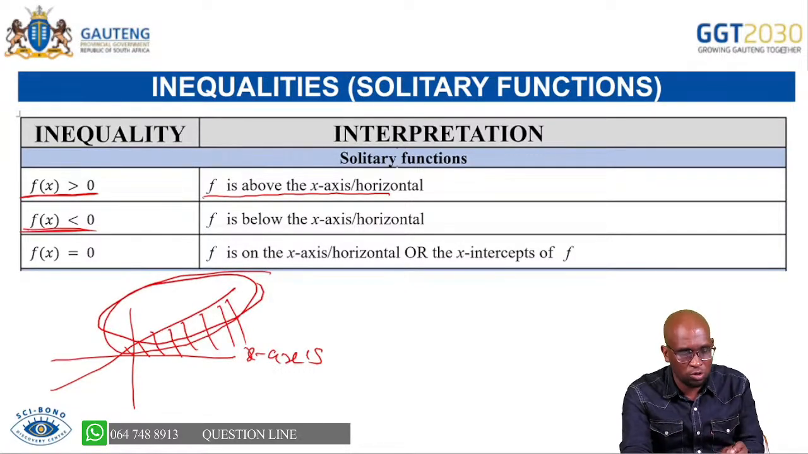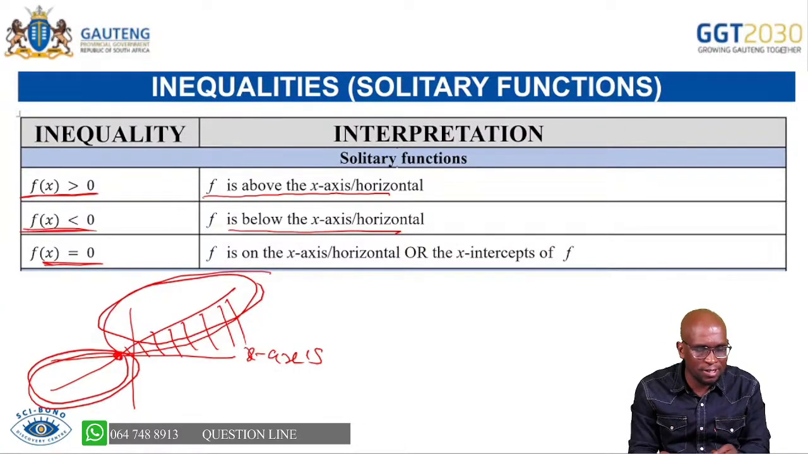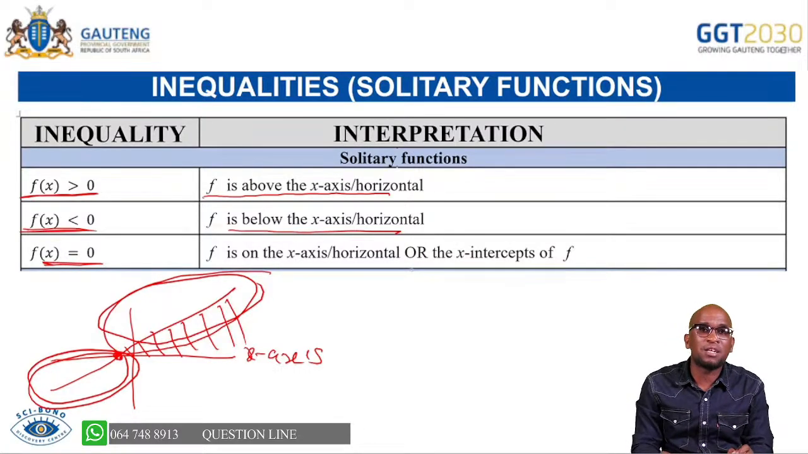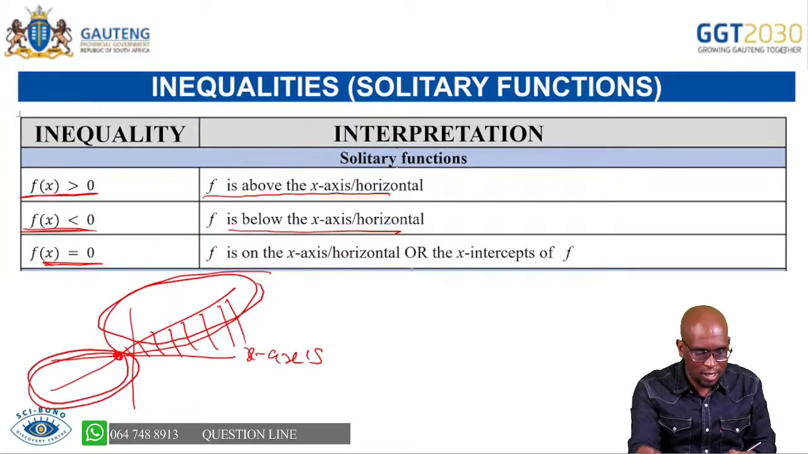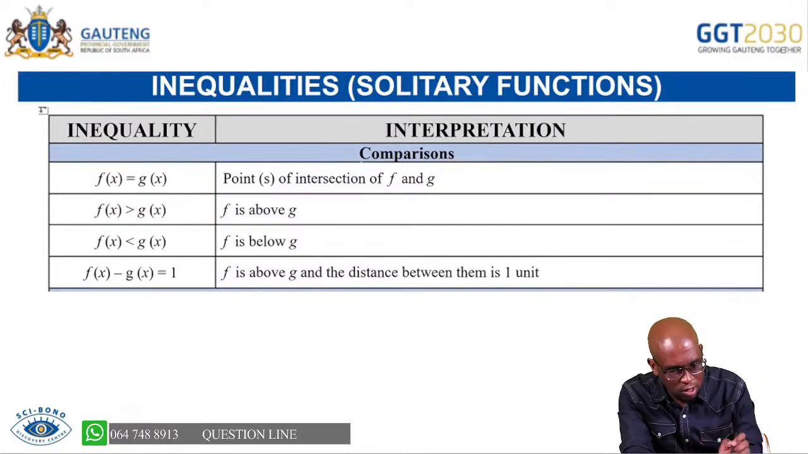And here they are talking about where f is below the x-axis. So we are looking at the portion that is below the x-axis. F of x equals 0: we are looking directly at the x-axis. That means that we are looking at the x-intercept. Right, let's move on to the comparison.